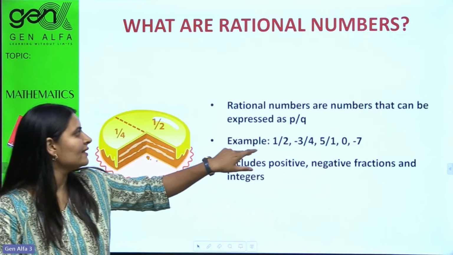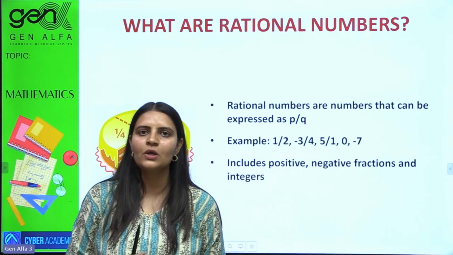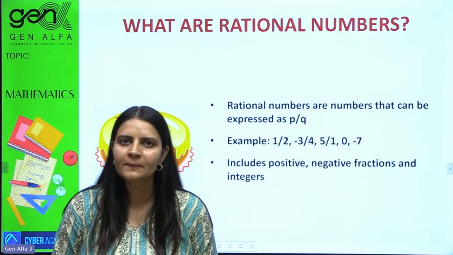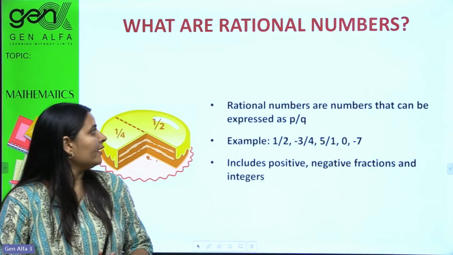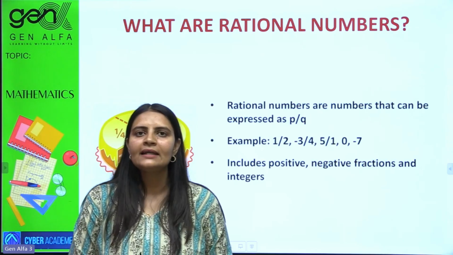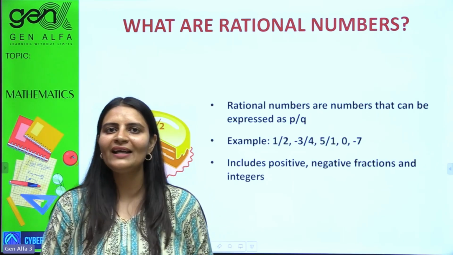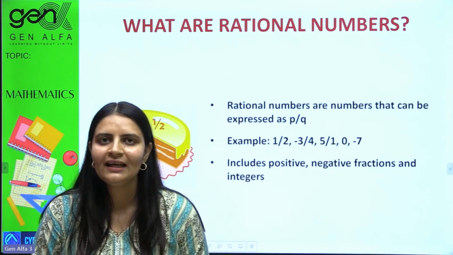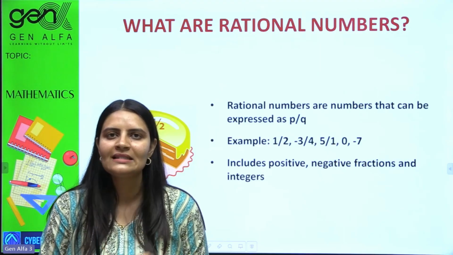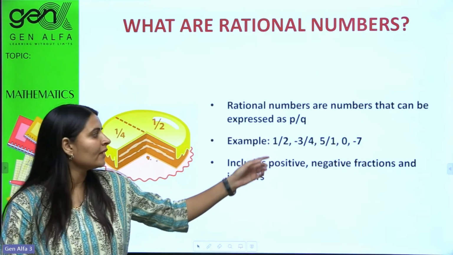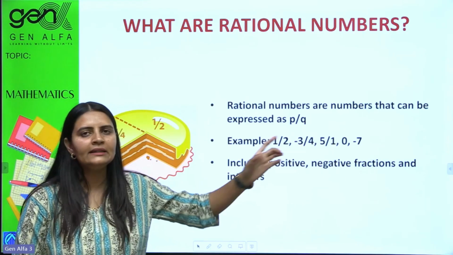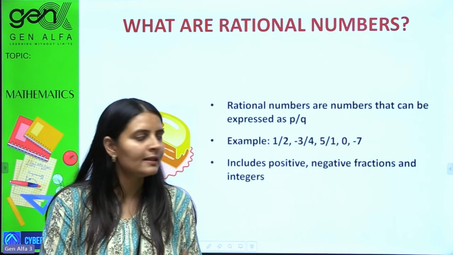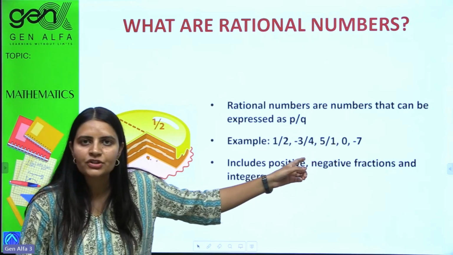So let's start with how to represent rational numbers on the number line. Let's quickly dive into its definition first. Rational numbers are the numbers that can be presented in p by q form, but along with a condition, my dear learners. What is the condition? The denominator should not be 0. Examples are 1 by 2, minus 3 by 4. Rational numbers include negative fractions too, so minus 3 by 4 is a rational number.